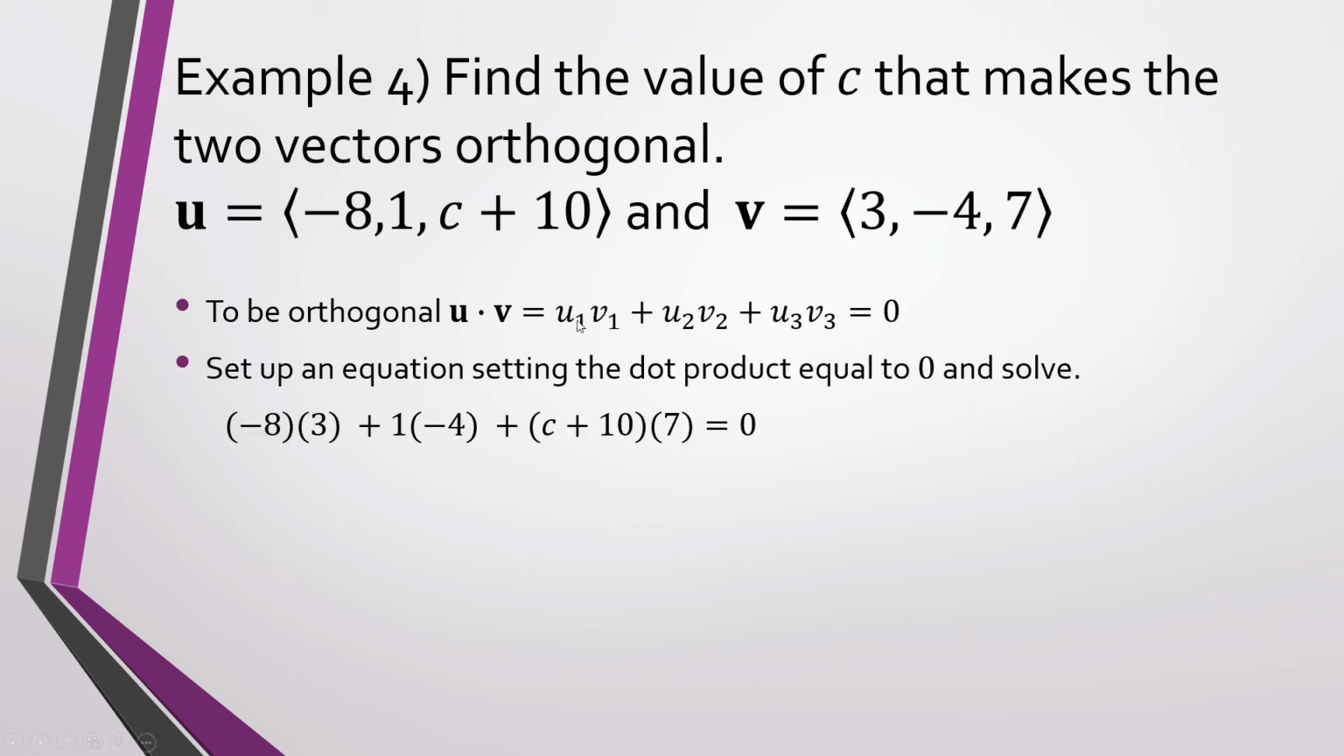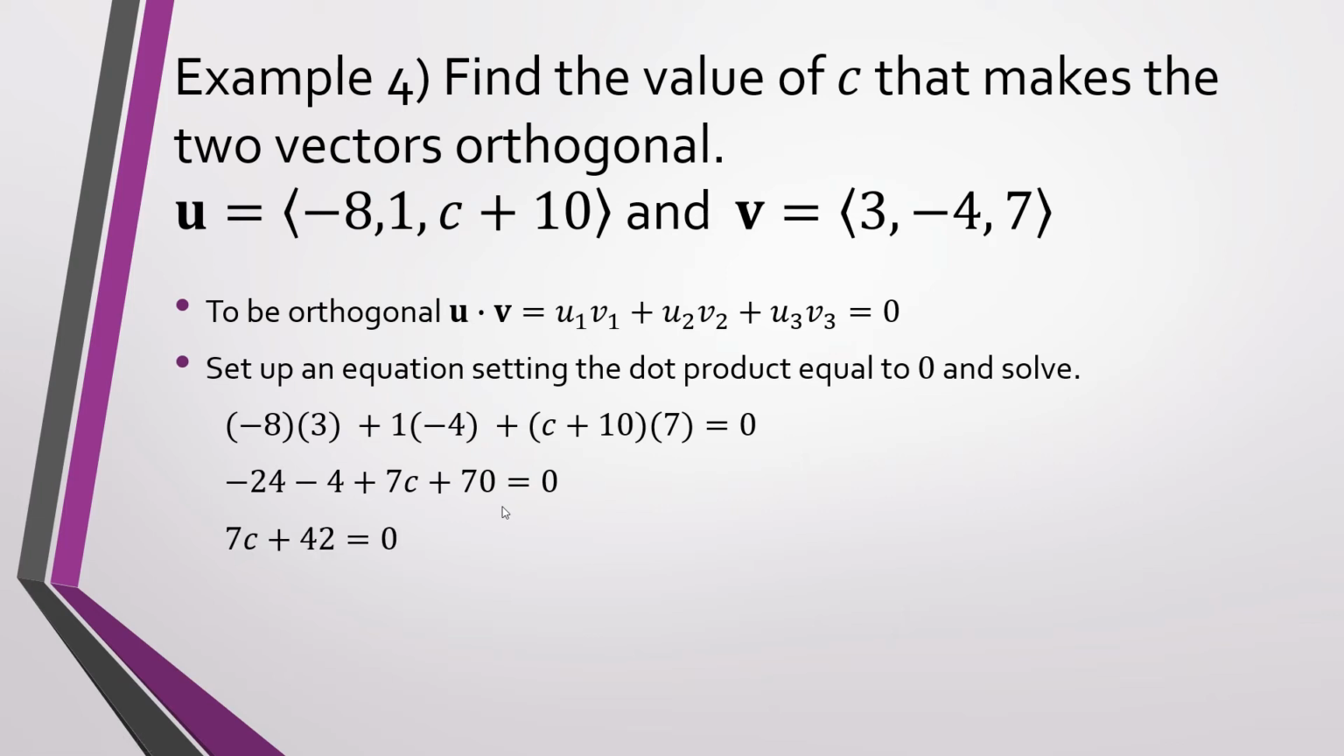Okay, so for our dot product, you multiply your x components, multiply your y components, multiply your z components, add them together, and then in the case of this equation, I'm going to set that equal to 0. So -8 times 3 plus 1 times -4 plus c plus 10 times 7 needs to equal 0. Well, -8 times 3 is -24. 1 times -4 is -4. C plus 10 times 7, make sure you distribute, gives us 7c plus 70. And we need that to equal 0 for these to be orthogonal.